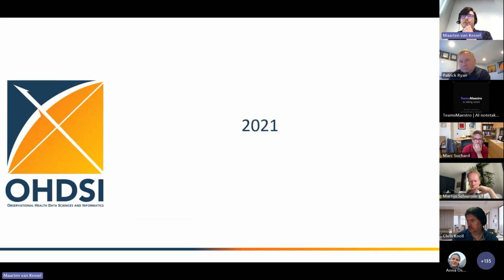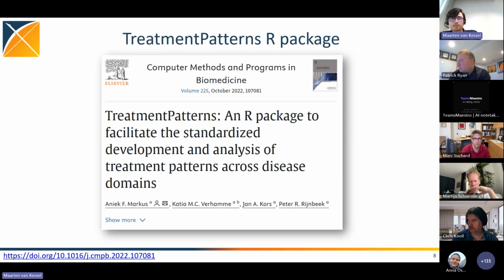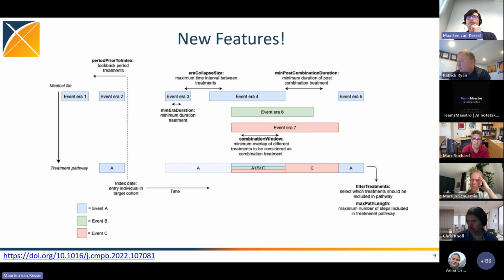I would then like to jump ahead a bit to 2021, where Patrick already mentioned a paper was released by Aniek Marcus, and she developed the first version of the treatment patterns analysis. She really formalized, based on the work of Patrick and his colleagues, the analysis into an R package, and really introduced a lot of new features into how these pathways are built.